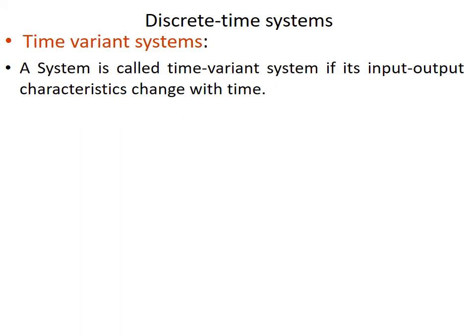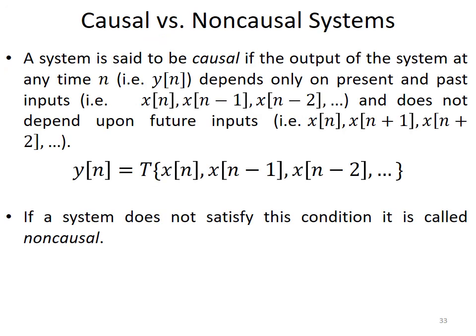Then we have the time variant system, in which the characteristics of the system actually change with time. Then we have causal and non-causal systems. Causal systems are those systems in which the output depends upon the present value of input and the past value. It doesn't have dependency on the future samples, the future knowledge, right? So the equation of causal systems would only contain x of n and delayed versions of x of n, right? No time advanced version. If there is a time advanced version in the equation, then this system is non-causal, otherwise it is causal.